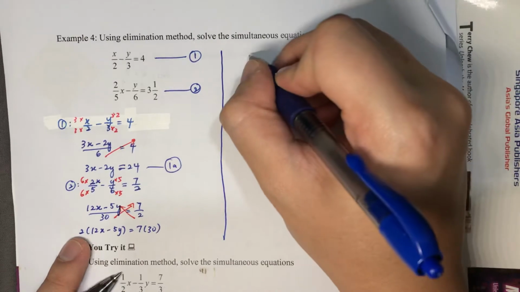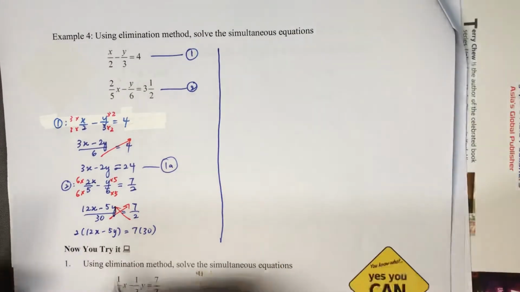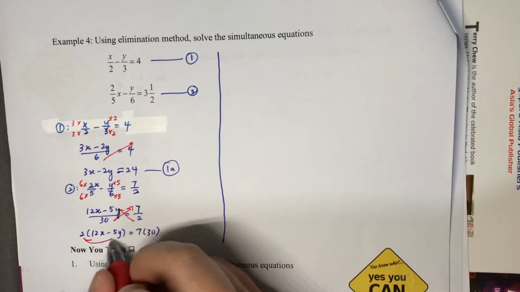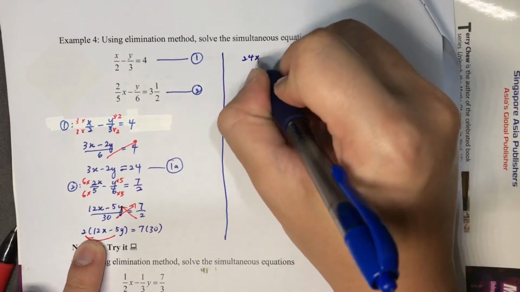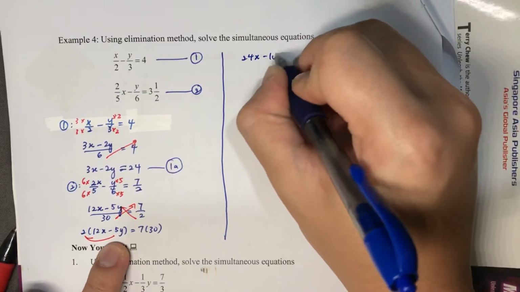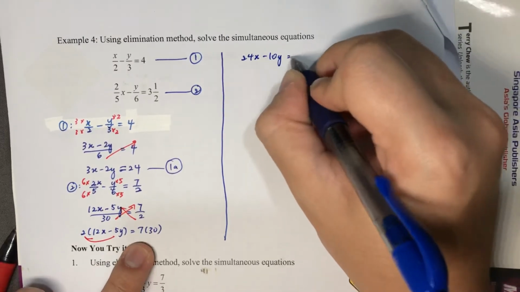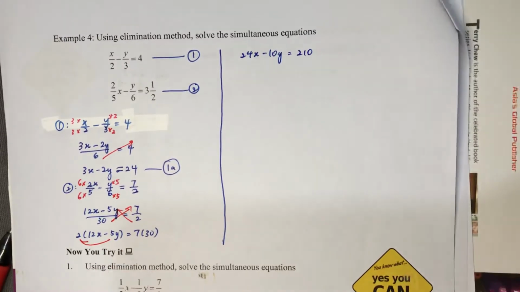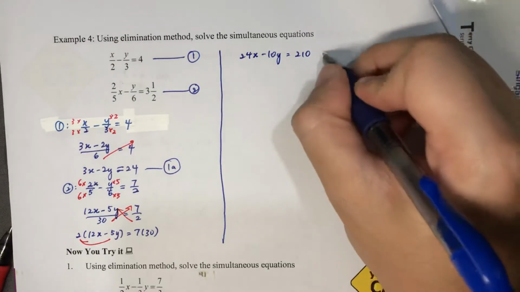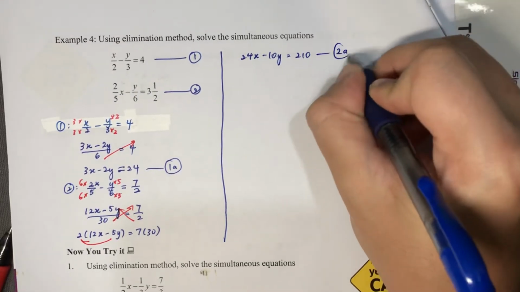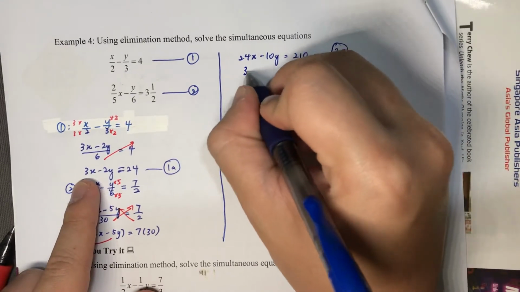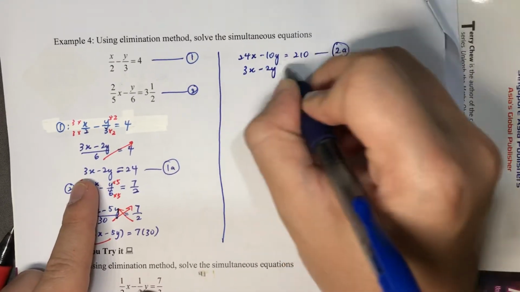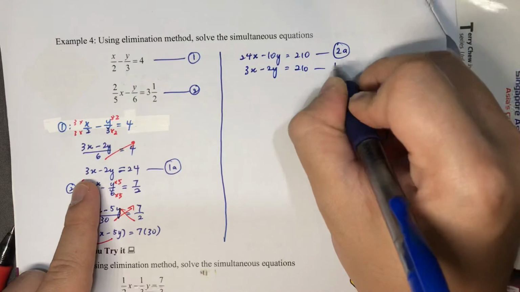Alright, so 2 times 12. I need to distribute the 2 inside. So 2 times 12, 2 times negative 5. 7 times 30, 210. So here I have equation 2a because it comes from equation 2. And then I will have equation 1a. Let me copy it down and paste here first. This is my equation 1a, 24.